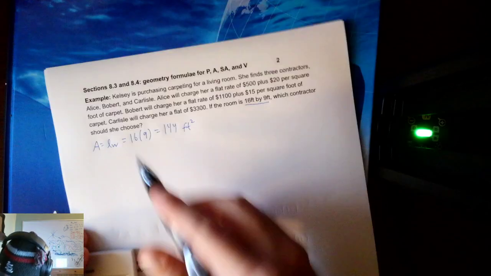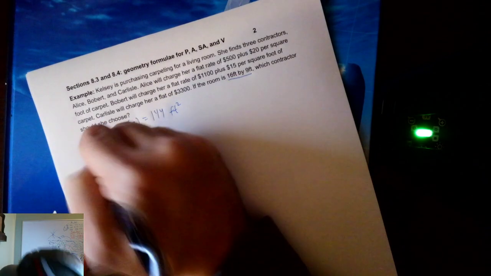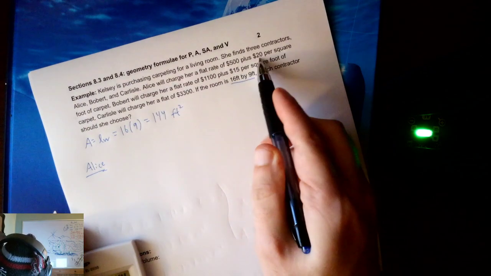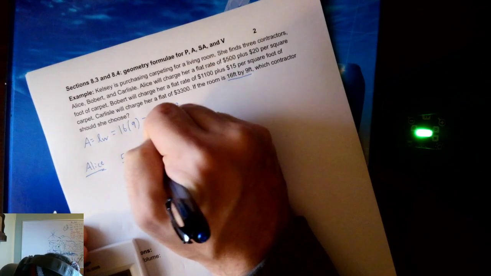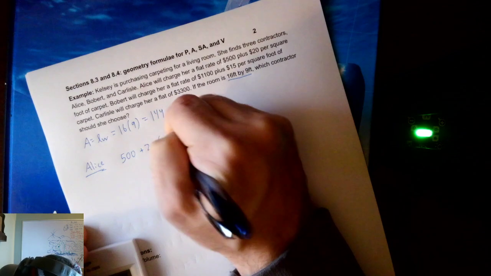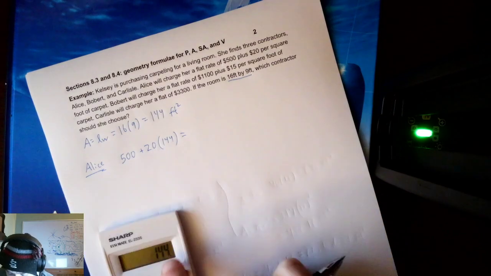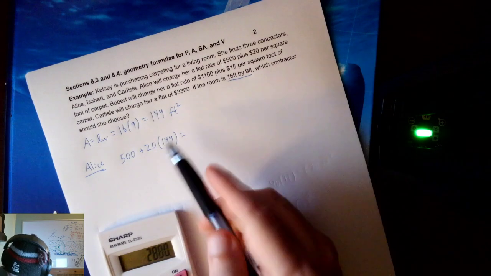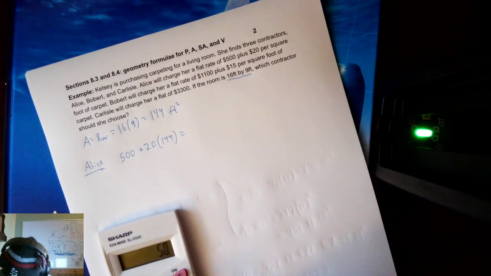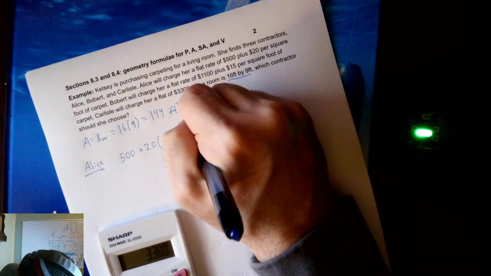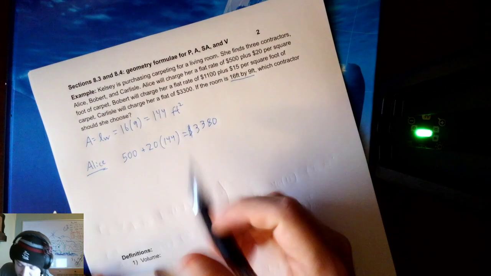Now, let's look at each contractor. Let's do Alice first. She charges $500 plus $20 per square foot. So this will be Alice's cost. You multiply before you add, so we'll do 144 times 20. That gives me 2,880, and I need to add 500 to that. Adding 500 will give me $3,380 for Alice's cost.